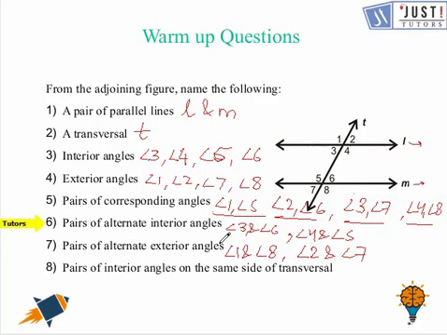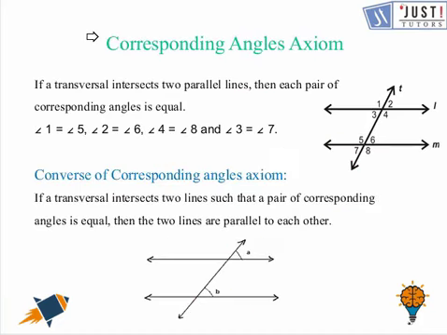Now pairs of interior angles on same side of transversal. So that's angle 3 and angle 5. They are on left side of transversal, and angle 4 and angle 6, they are on the right side of transversal. So if all your answers are correct and match to these answers, pat your back. Well done. Now let's proceed with corresponding angles axiom.